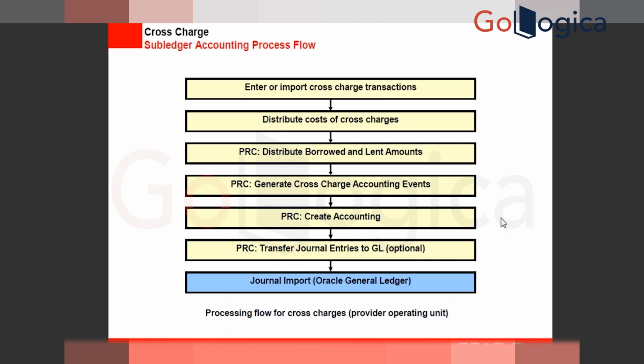This is how the normal execution will happen. We are going to enter the cost, the cross charge. Obviously, it's nothing but an expenditure. At the second level, we are going to run the program called distribute labor cost or distribute usage or miscellaneous cost. And the third level, we have to run an extra program here. This is specific to the cross charge: distribute borrowed and lent amounts.